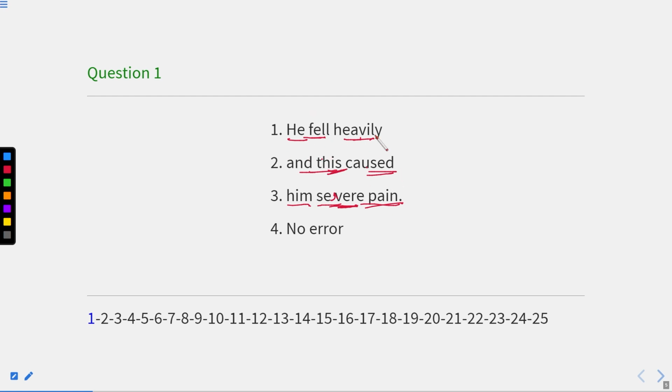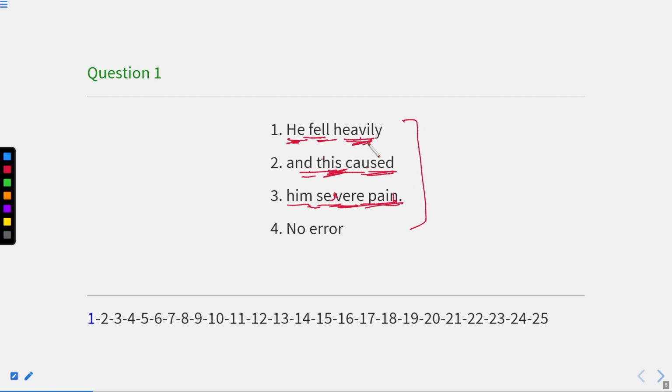As you can see, he fell heavily. This part is correct. He is a person. He fell, it means he fell down. And heavily is the manner in which he fell down. And this caused. What is this used for? This is used for the cause, that is, he fell heavily. Caused him severe pain, due to which he got severe pain. So the entire sentence is absolutely correct.